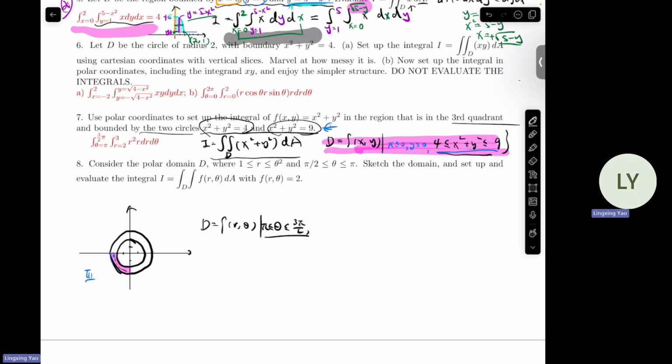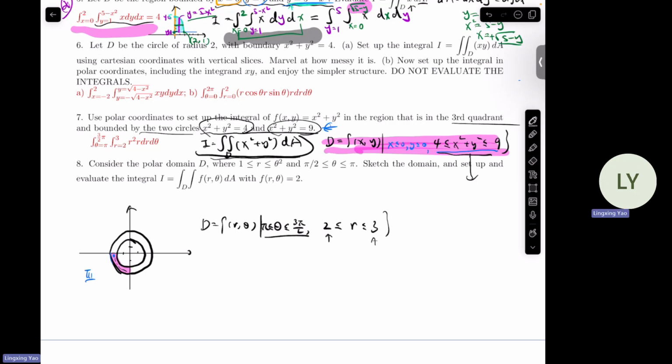And how about the radius r? Well, the radius r will be between 2 and 3. Right? How do we get that? Well, actually, if you take the square root, because x squared plus y squared is bigger than 4, which means the square root of x squared plus y squared is going to be bigger than 2, and accordingly this one. So the pink region is indeed a so-called polar rectangle.